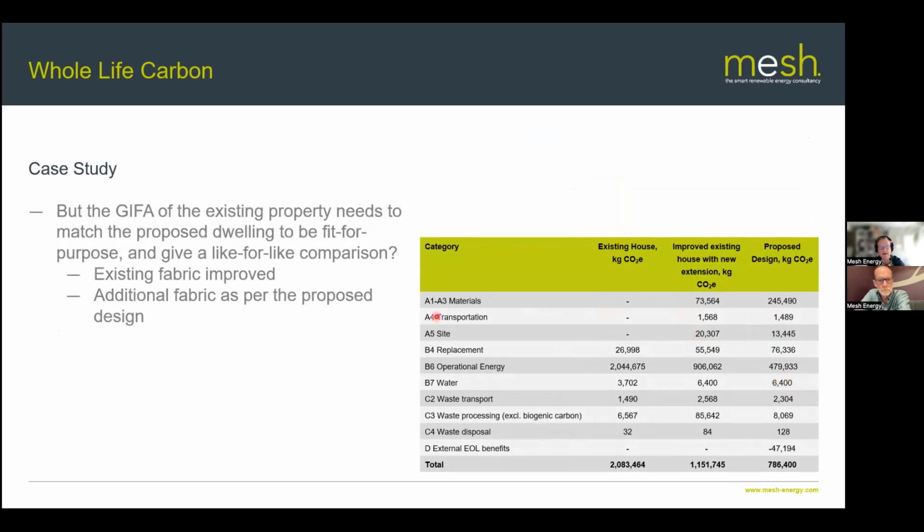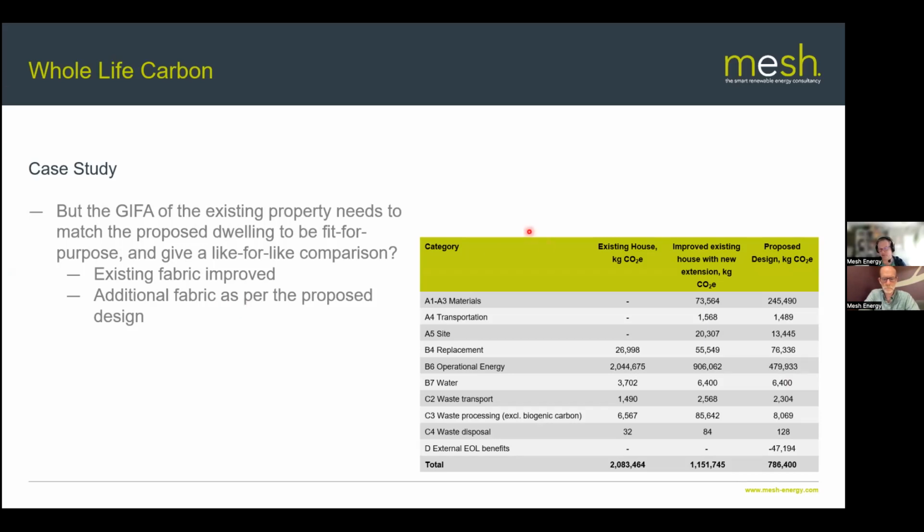But when we started to look at that in a bit more detail, the argument arose that actually, the reason the proposed design wanted to be taken forward is that the gross internal floor area wasn't sufficient for their needs. Therefore, if we were to present a balanced case for improving the existing house and compare it for a like fit-for-purpose internal floor area with the proposed design, then we should account for that additional floor area on top of the improved existing house.